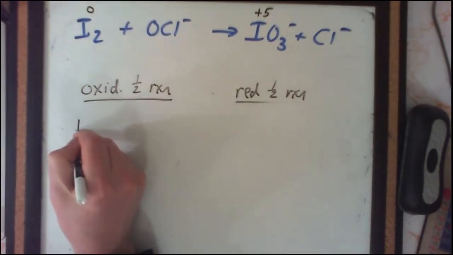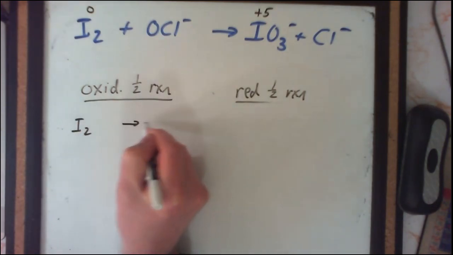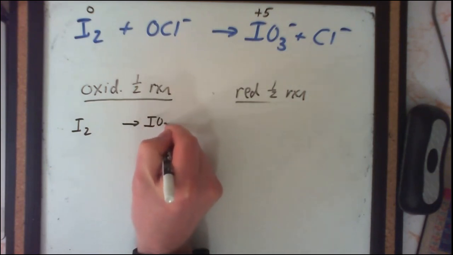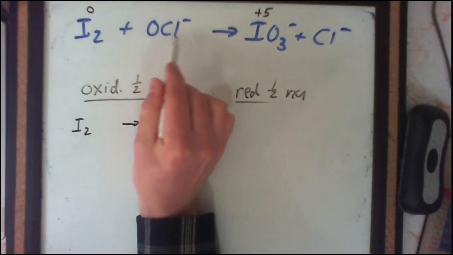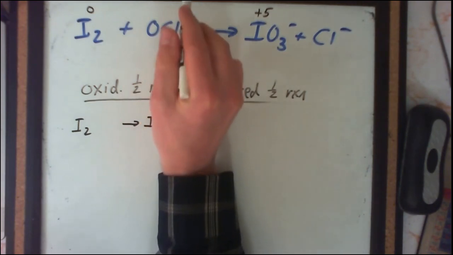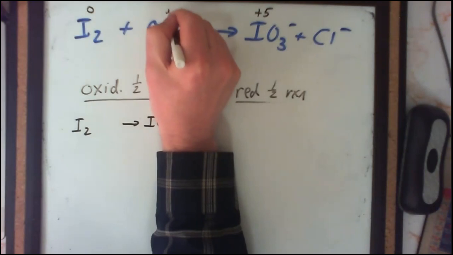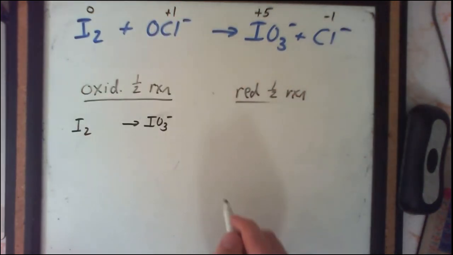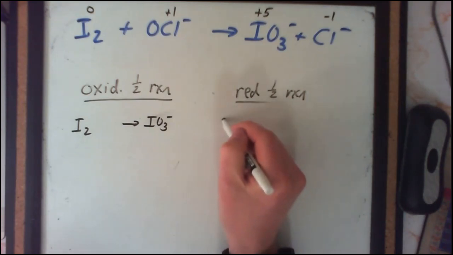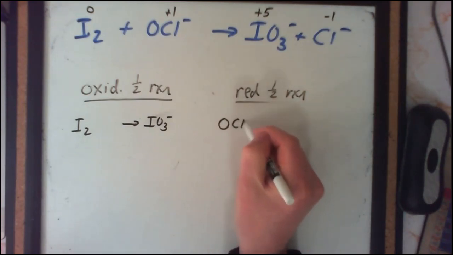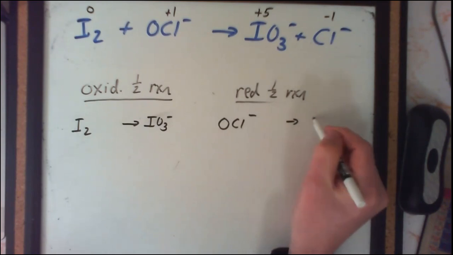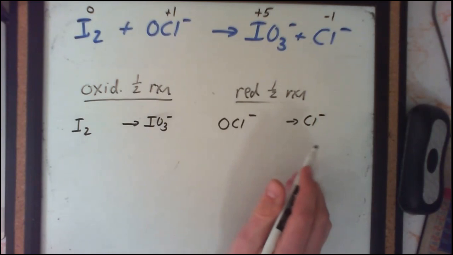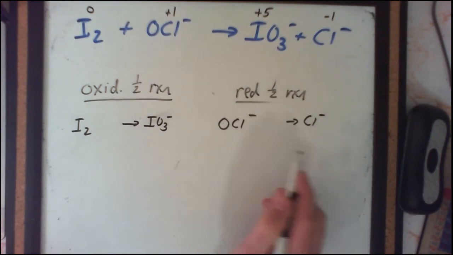So it went from I2 to IO3 minus, and then OCl minus. The chlorine has a +1 oxidation number, and over here it has a -1 oxidation number, a monatomic ion. So the chlorine is being reduced. So those are two half reactions, currently both unbalanced, both by mass and by charge, at least potentially.